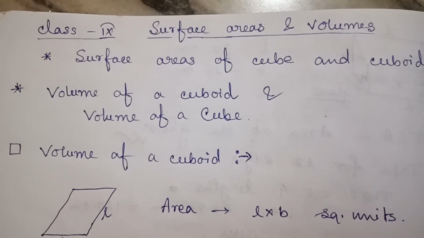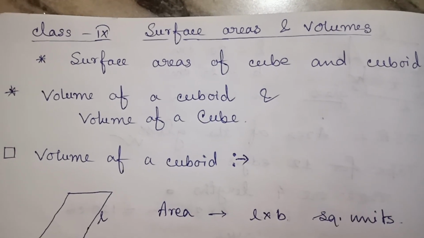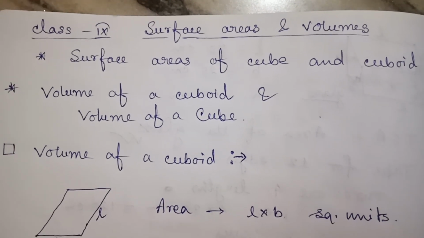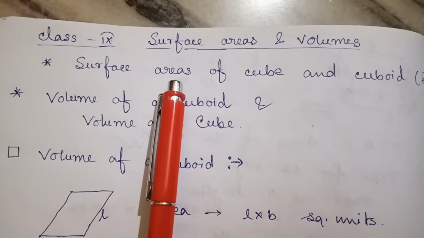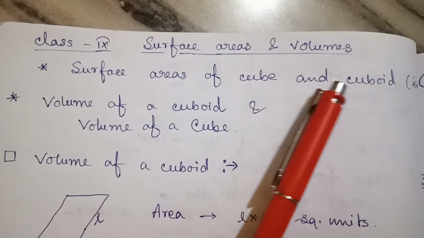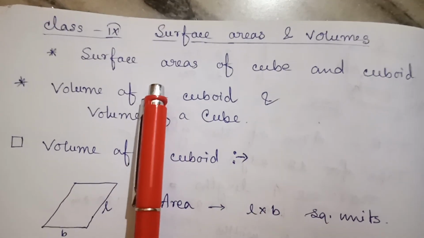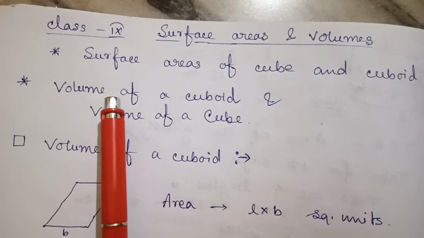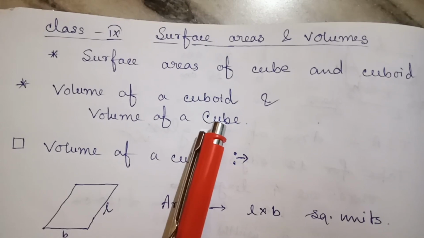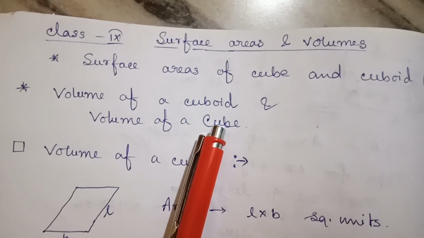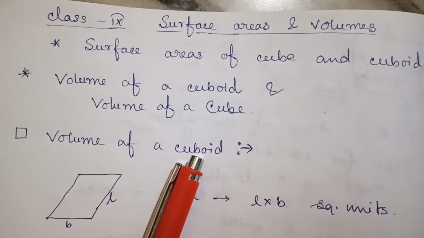Today we are going to learn class 9 surface areas and volumes. So, in the previous session we have done surface areas of cube and cuboid. Now, in this session we will be learning volume of a cuboid and volume of a cube. So, first start with volume of a cuboid.